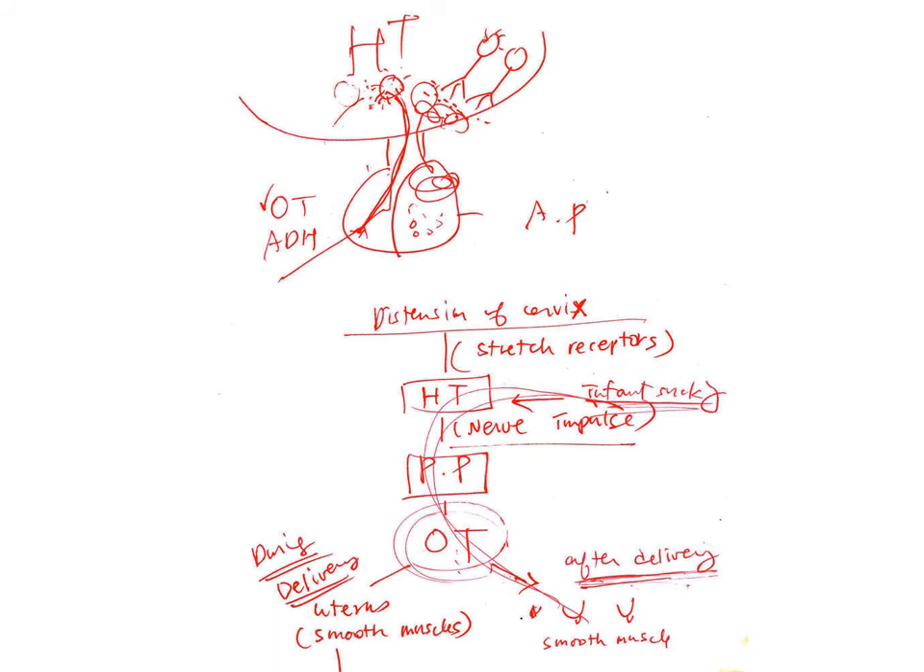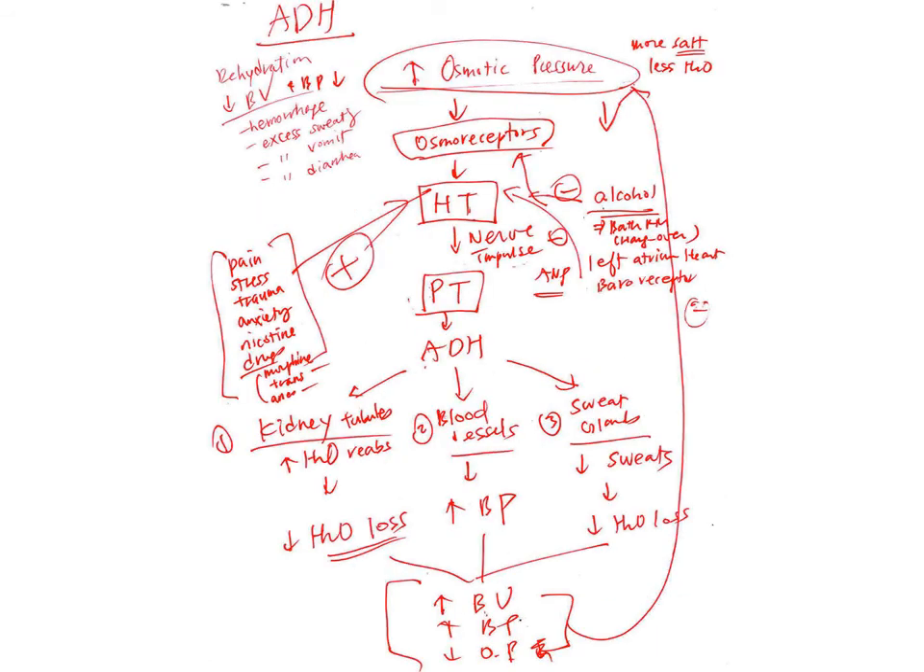After delivery, it is very important that oxytocin stays around for a while, so that you can squeeze the milk glands for the babies to drink the milk, and also repair by shrinking your cervix so that the blood vessels do not lose too much blood after the delivery. So it's a sort of repair function.